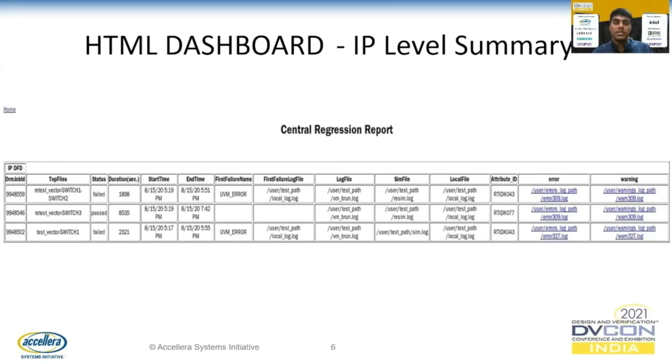So this is how an IP summary looks. For each IP, it shows all the test cases and their status. All the information needed about the test case, like its run path, job ID, failure reason, how much time the test ran, the start time, and end time, along with displaying the paths of the log.